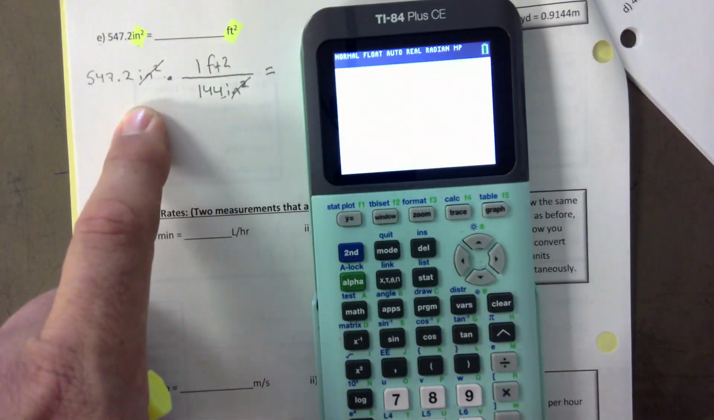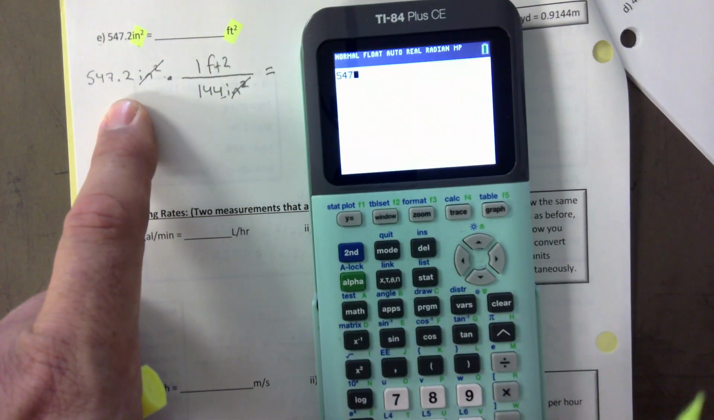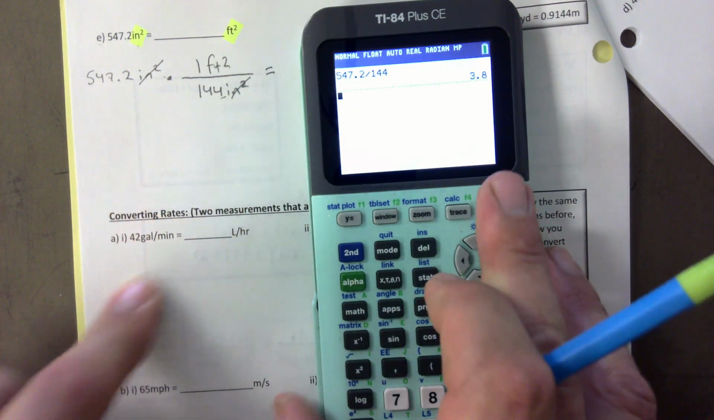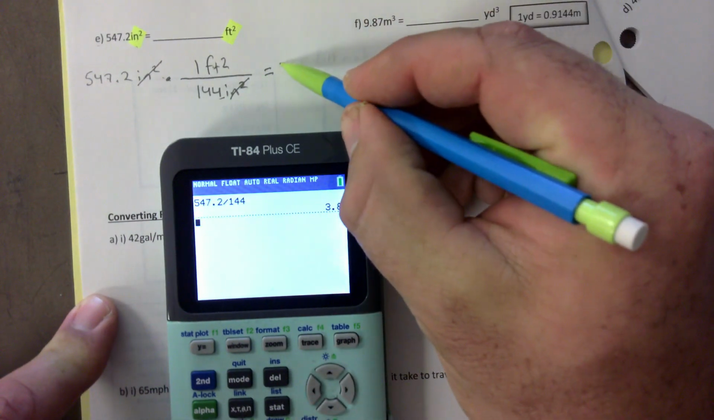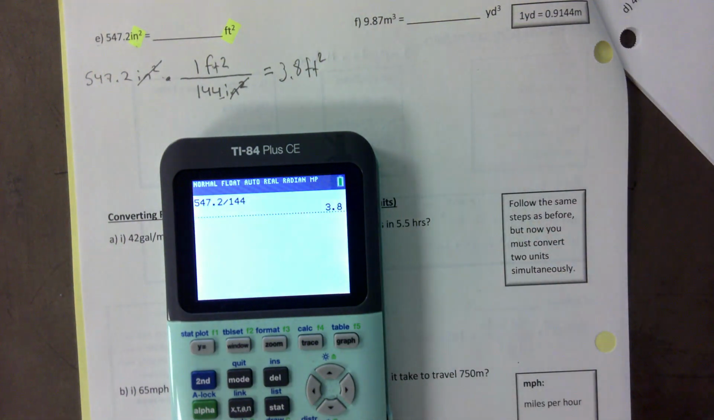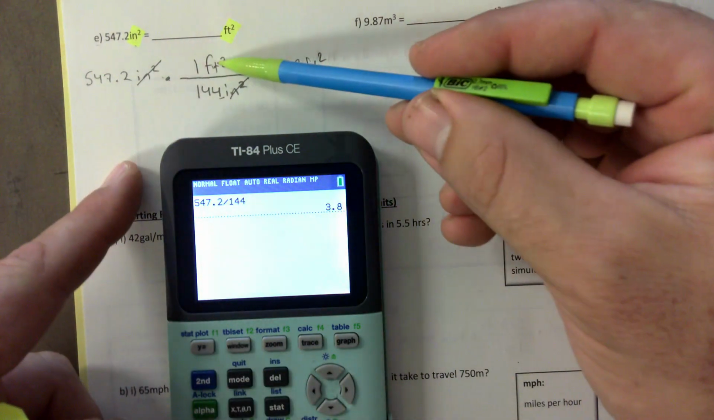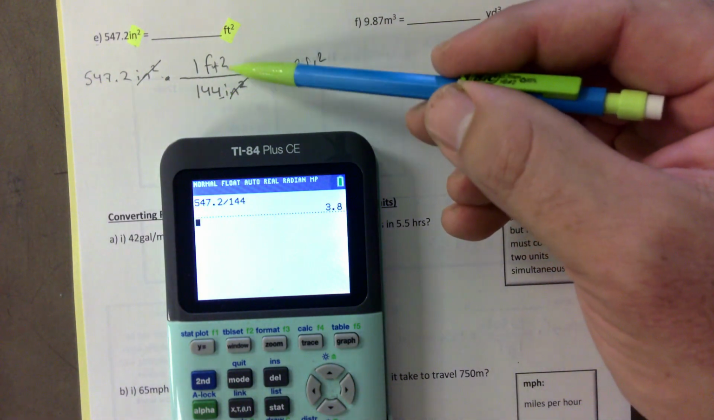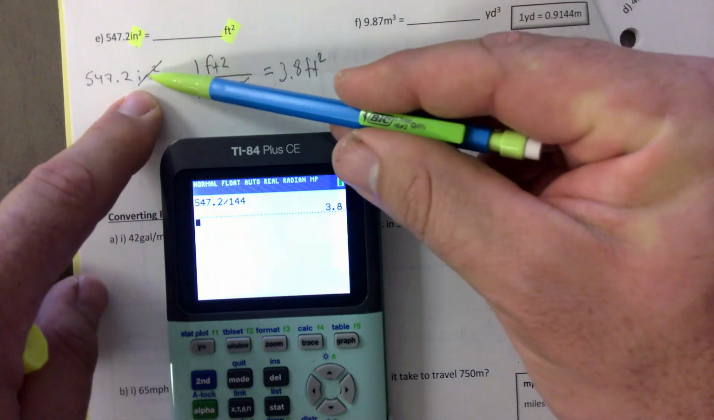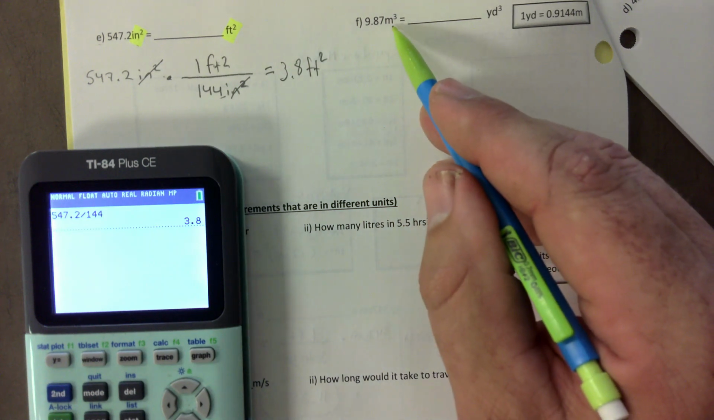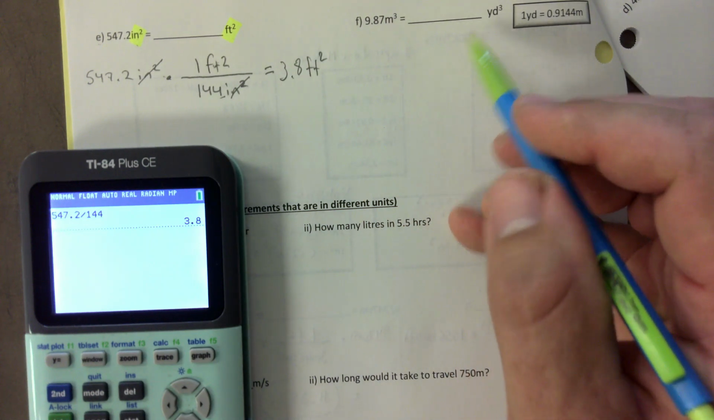So I'll just do 47.2 divided by 144 essentially. So that's 3.8 square feet. That's it. It would be wrong to just use 1 foot as 12 inches. It would be completely wrong. Okay. So you have to make sure you match your units there. So that's areas.